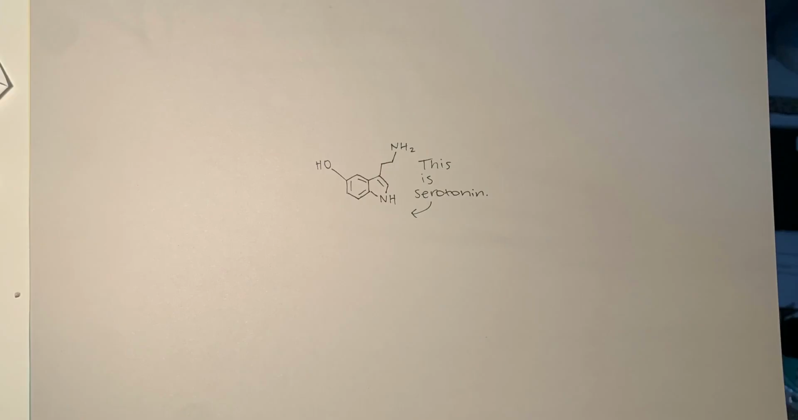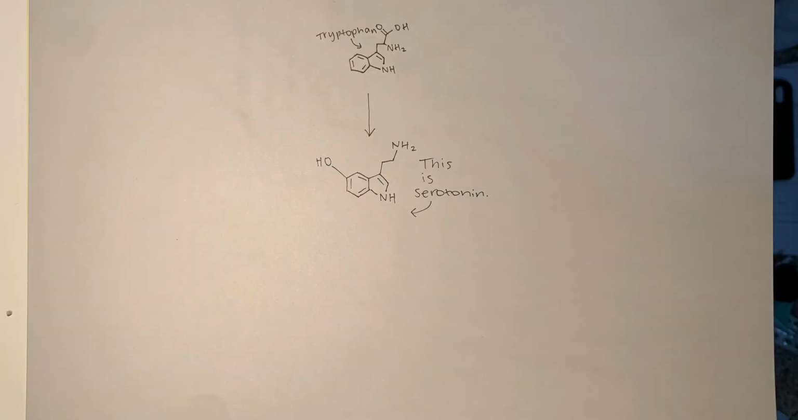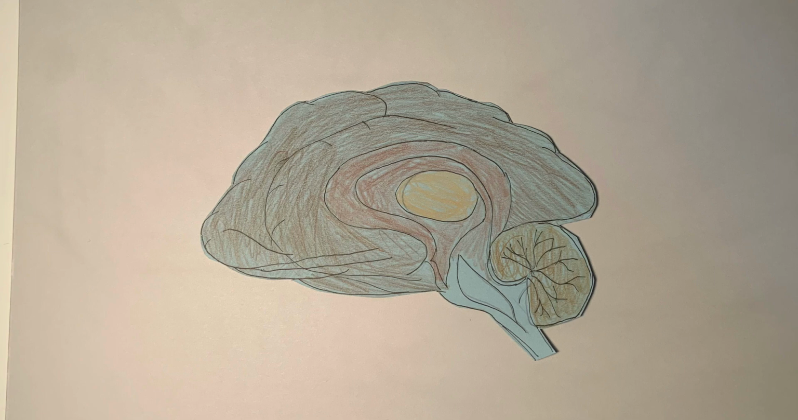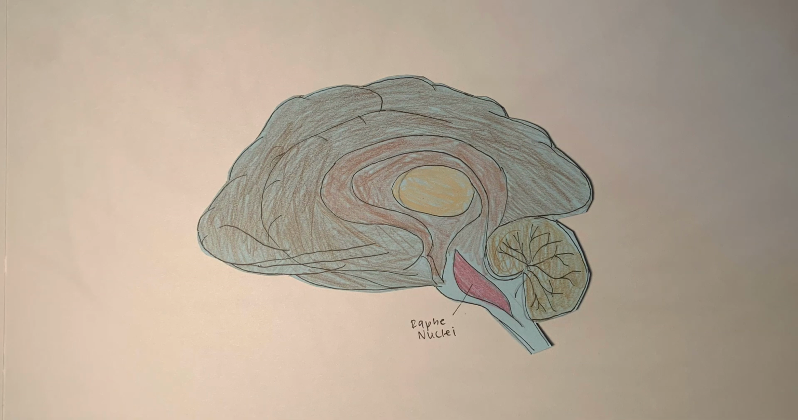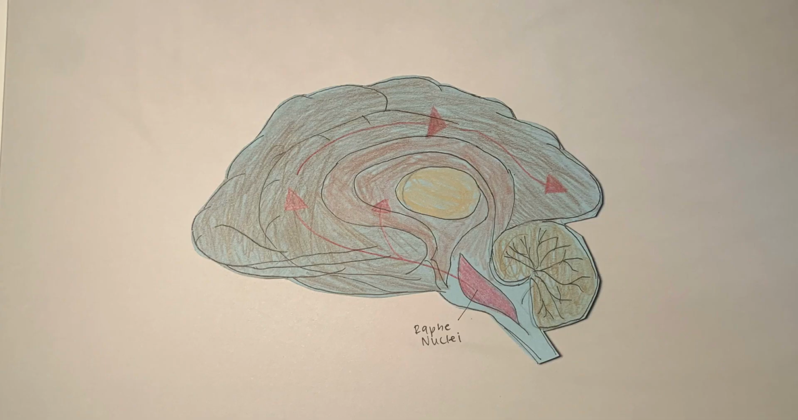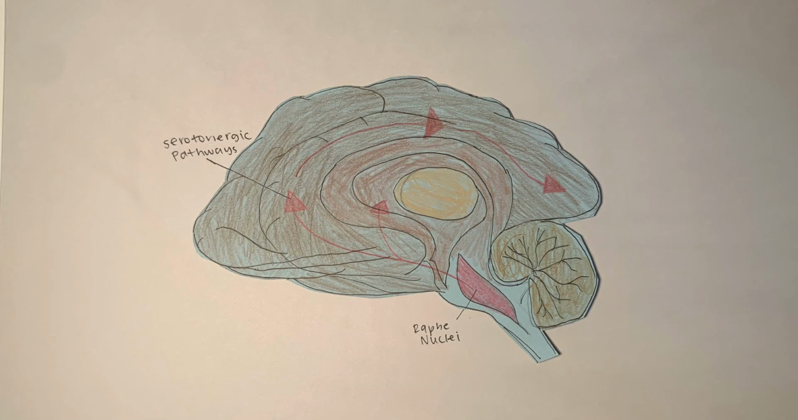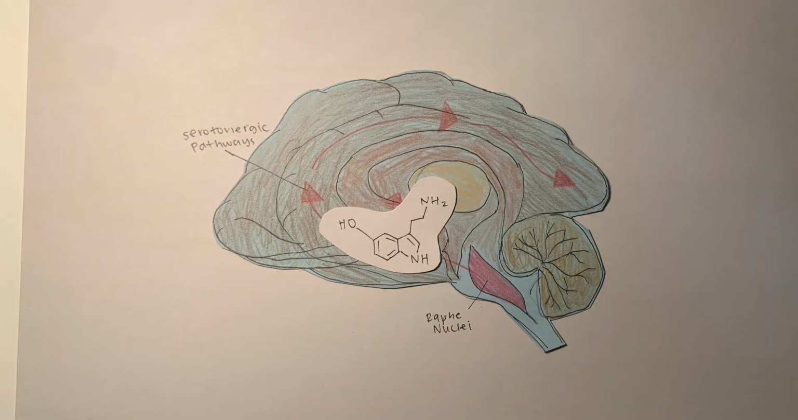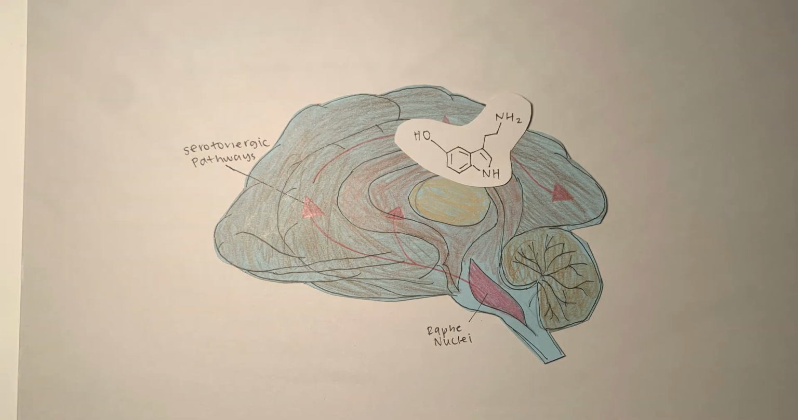This is serotonin, a monoamine neurotransmitter that's synthesized from tryptophan, an amino acid. Although much of the body's serotonin is synthesized in cells lining the intestines, we will focus on the portion that is found in the raphe nuclei. After serotonin is produced, it is dispersed through the serotonergic pathways to the rest of the central nervous system.